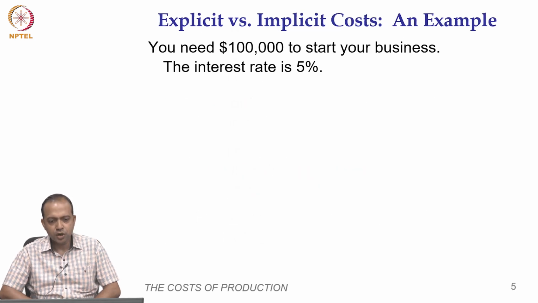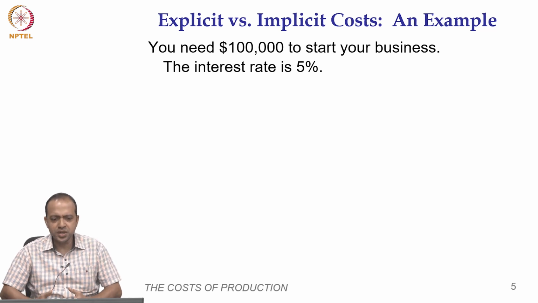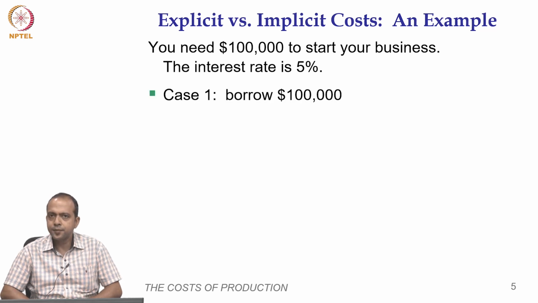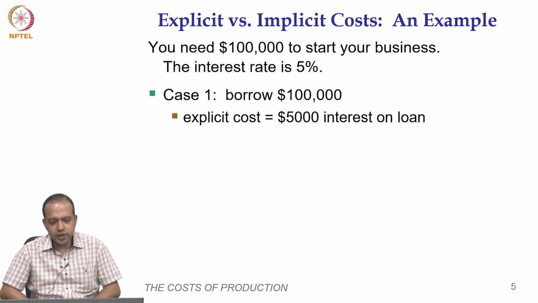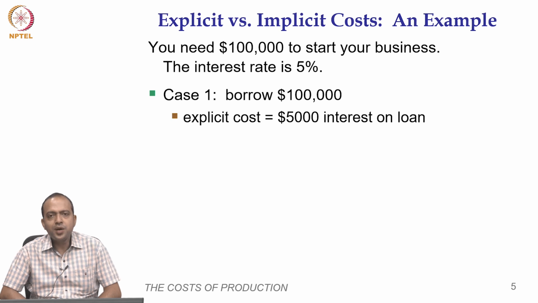Okay, some examples. Let us assume that to start your business you need $100,000 and the interest rate is 5%. We are giving two cases. In one case you are borrowing the entire money from the bank, and then the explicit cost is the interest that you are going to pay. If it is 5%, then it would be $5,000 interest. All right. So, explicit cost is only $5,000.